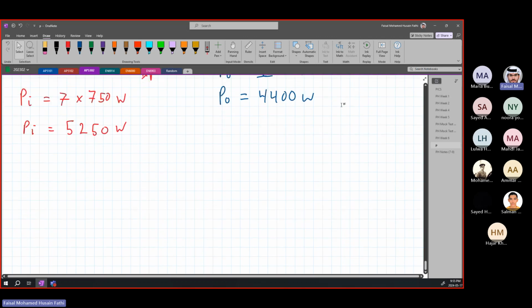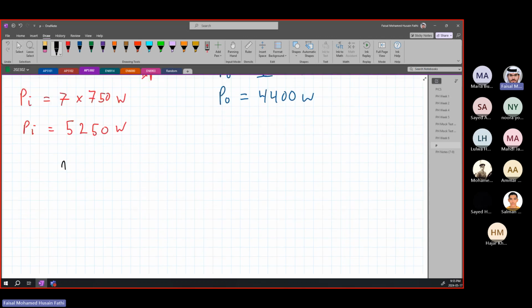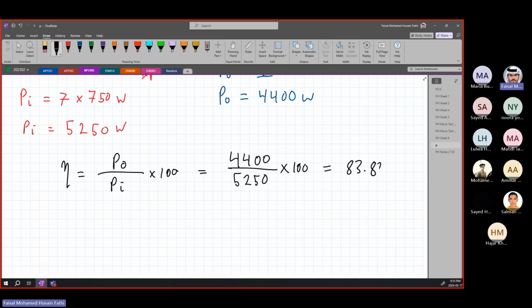Now you can find efficiency. You have P output and P input. Efficiency is equal to output over input times 100, which is 4400 over 5250 times 100, which is equal to 83.83%. All right. Is that correct? Wait 1 second. It's 81%, sorry.